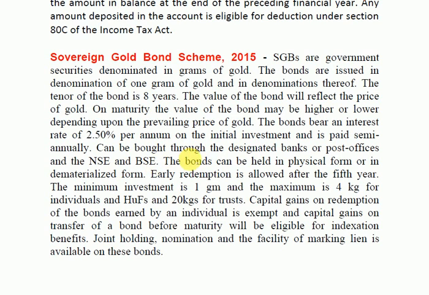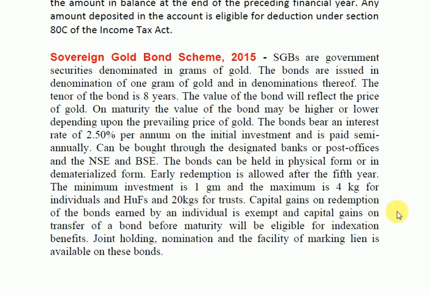Can be bought through the designated banks or post office and the NSE and BSE. The bonds can be held in physical form or in dematerialized form. Early redemption is allowed after the 5th year. The minimum investment is 1 gram and the maximum is 4 kg for individuals and HUFs and 20 kg for trusts.